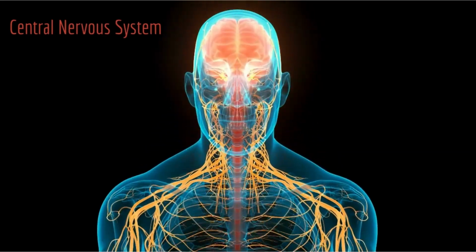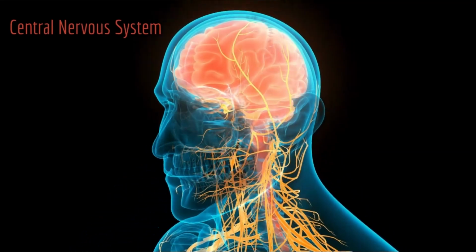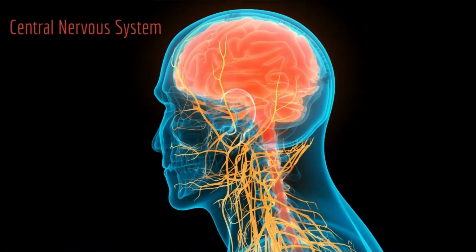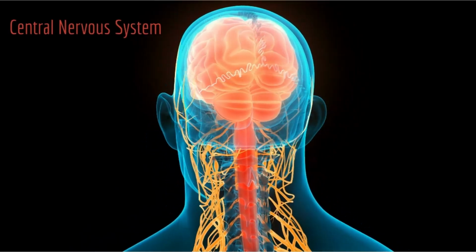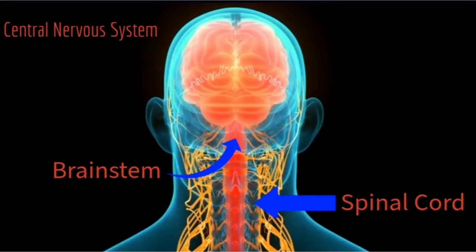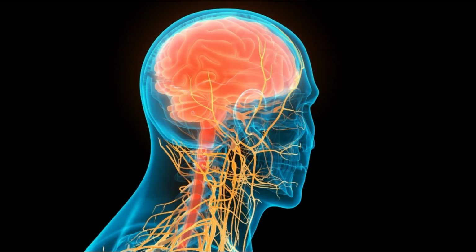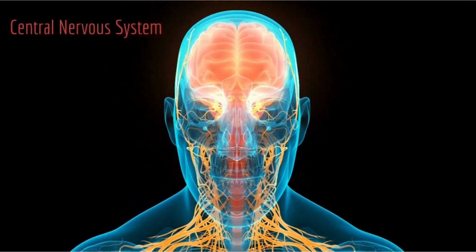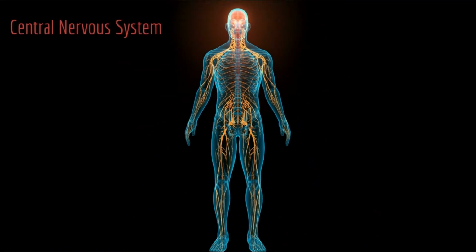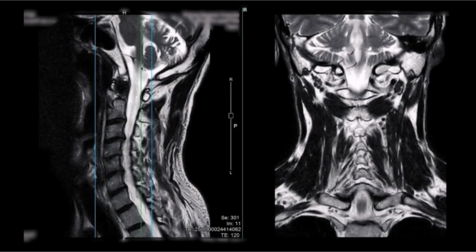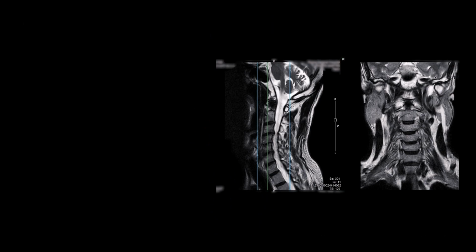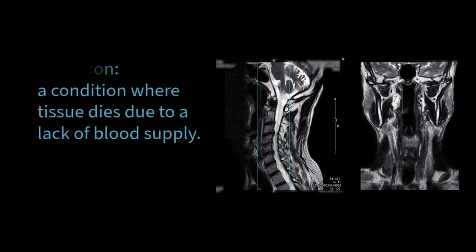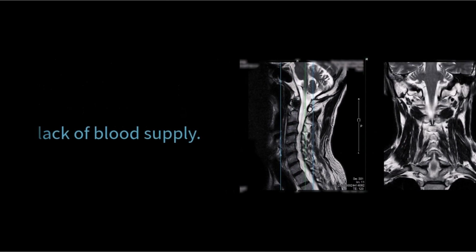This is a great example illustrating how the brainstem is connected to the spinal cord. The brain and spinal cord make up the central nervous system. And it's important to understand how the brain and spinal cord interact because strokes can also occur in the spinal cord as well, known as a spinal stroke or spinal cord infarction. An infarction simply means a condition where tissue dies due to a lack of blood supply.